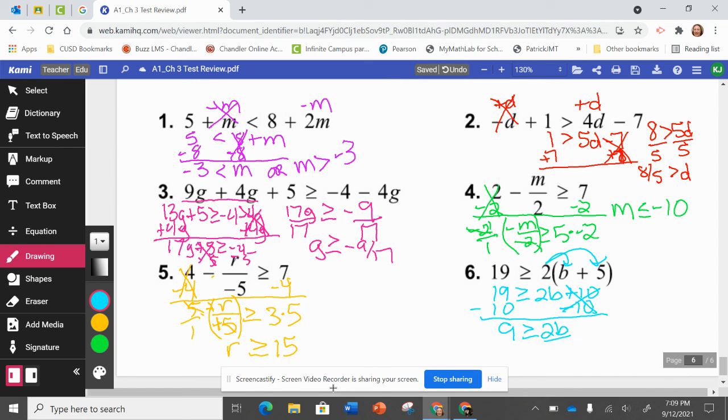The opposite of multiplying by 2 is dividing by 2. So 9 divided by 2, we're going to leave that alone. That's 9 halves. We did not divide by a negative, so the inequality stays the same direction. These reduce to 1s, and we have 1b.